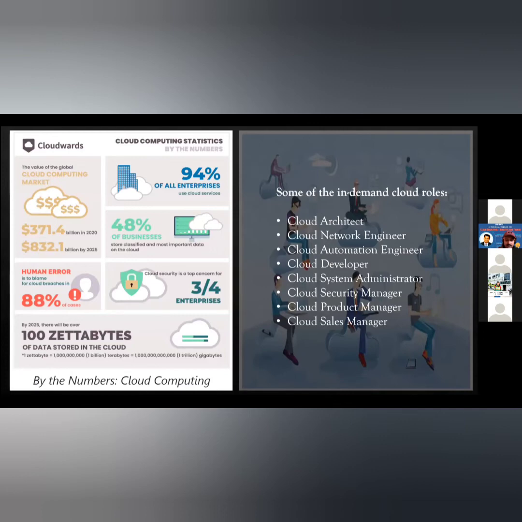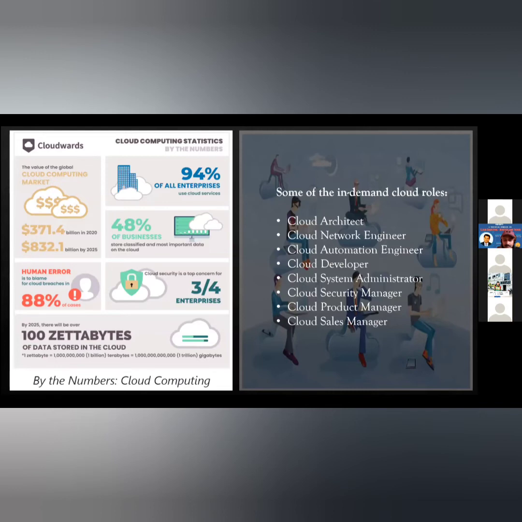The other very important data point is that by 2025, 100 zettabytes of data would be stored in the cloud. To get an idea, 1 zettabyte is equal to 1 billion terabytes. You have those 1 terabyte hard disks. If you collect 1 billion of those, that would be 1 zettabyte. And 100 zettabytes of data would be stored in the cloud by 2025. So that is the scale that we are talking about. And that is why we are having this webinar in the first place. That is the importance of cloud.